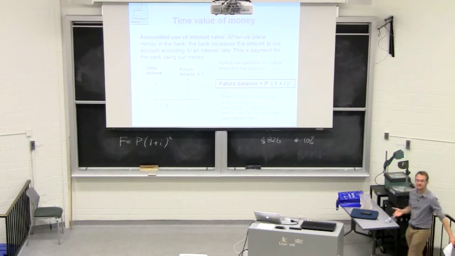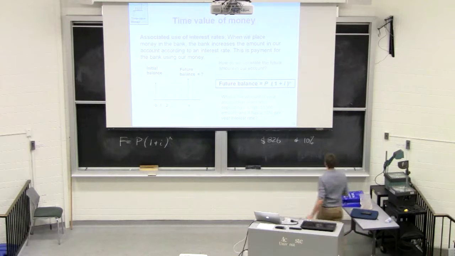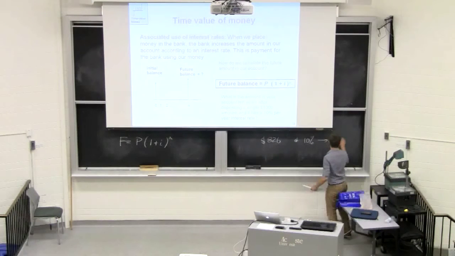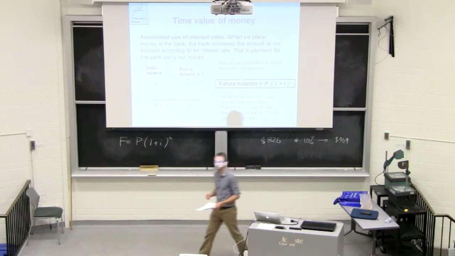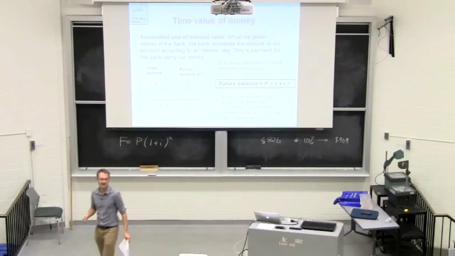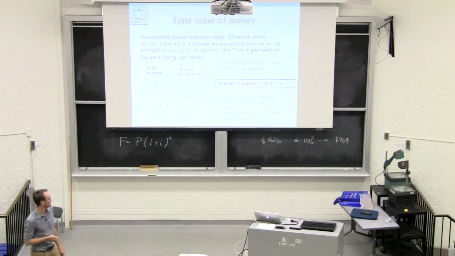909. Okay, so let's ignore cents in this course. We will never work with cents. In fact, in many cases, we'll even drop all the thousands and just work rounded to the nearest thousand. But in this case, $909.